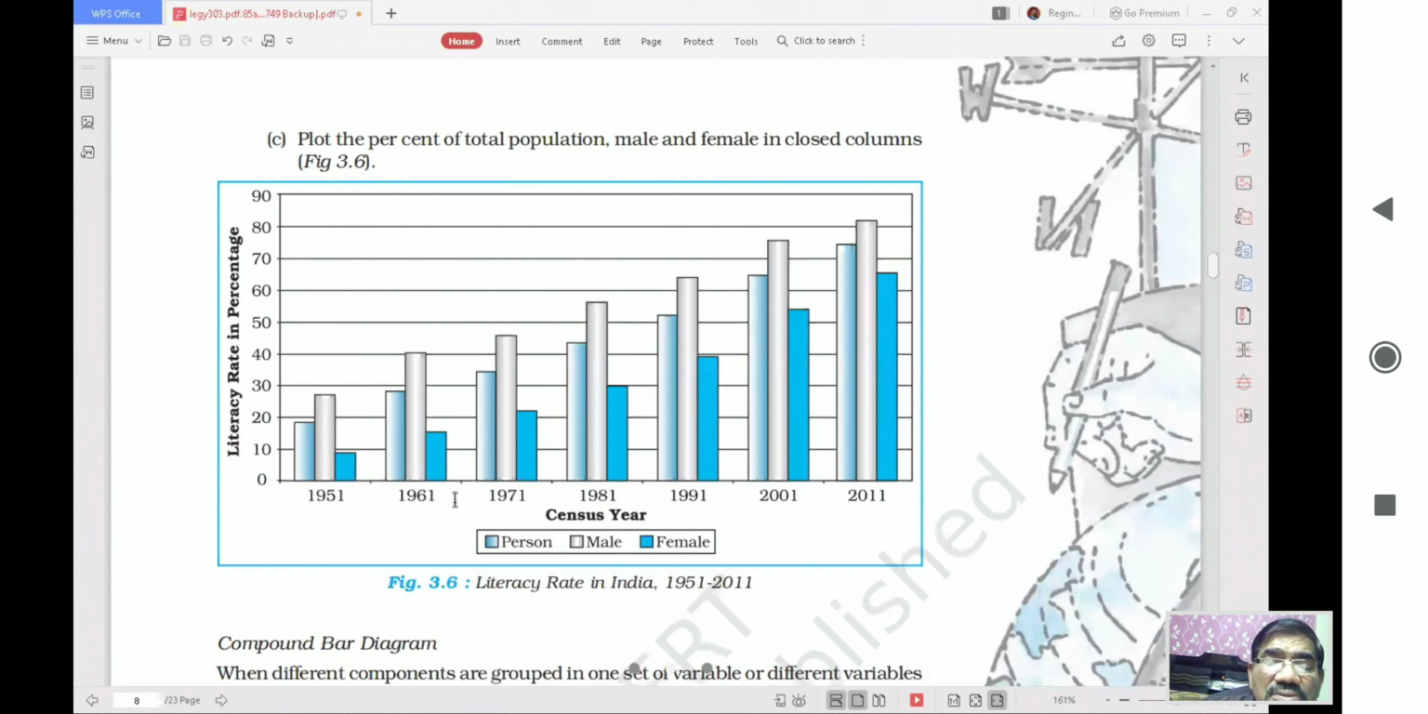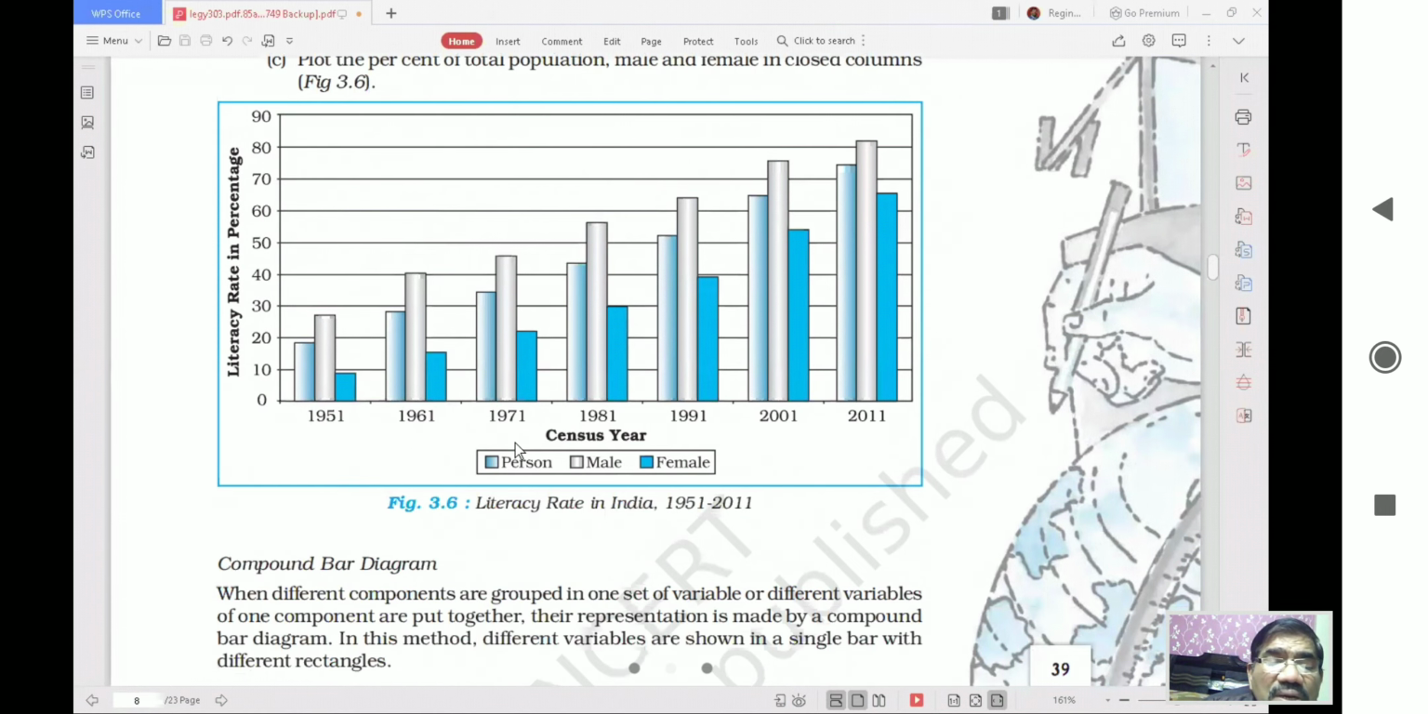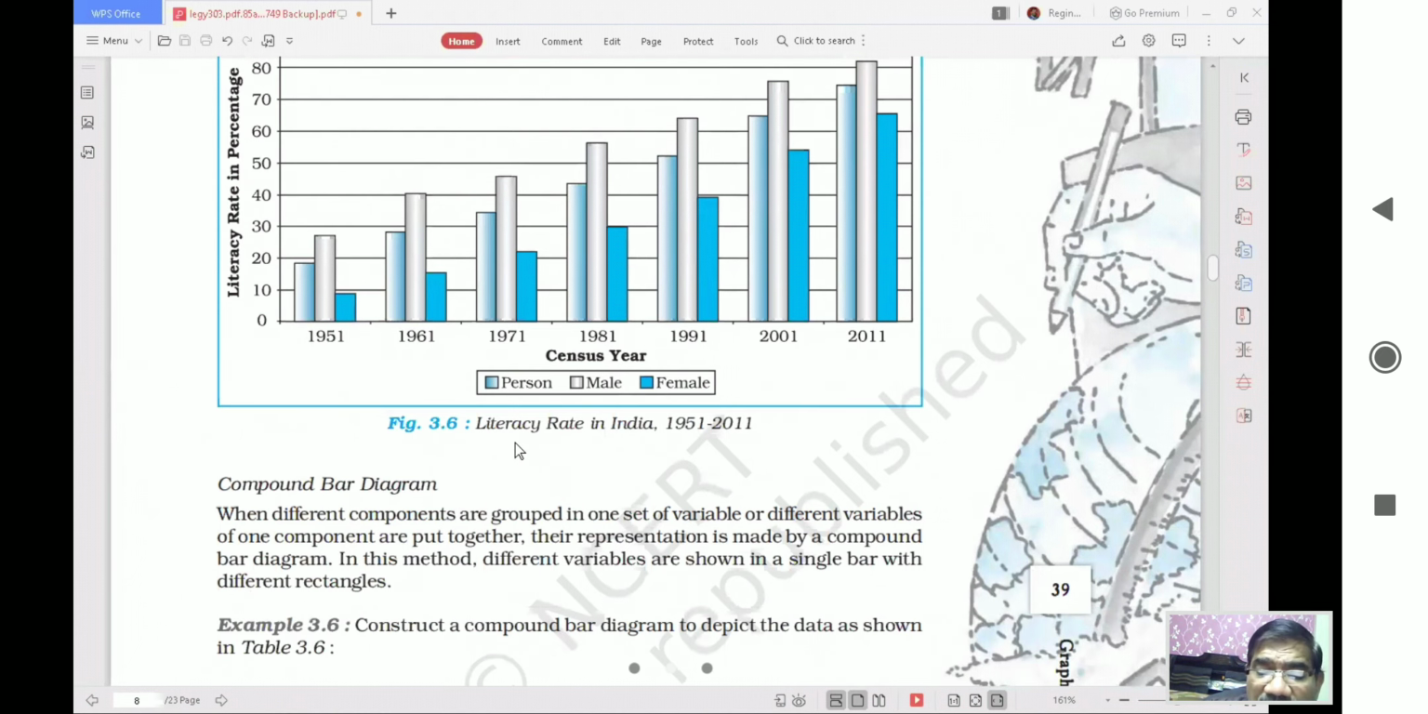This is one more figure to be made. This means in this chapter, every figure has to be made and converted into something to be made in the practical file. So this is a very important chapter for the practical file.